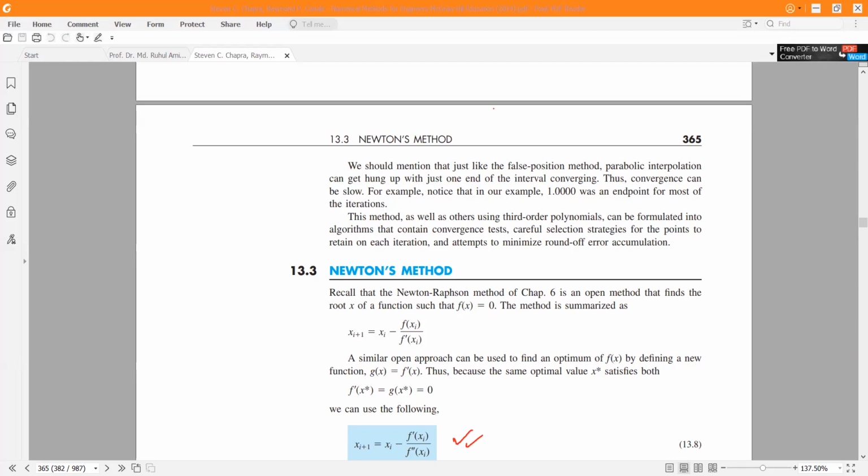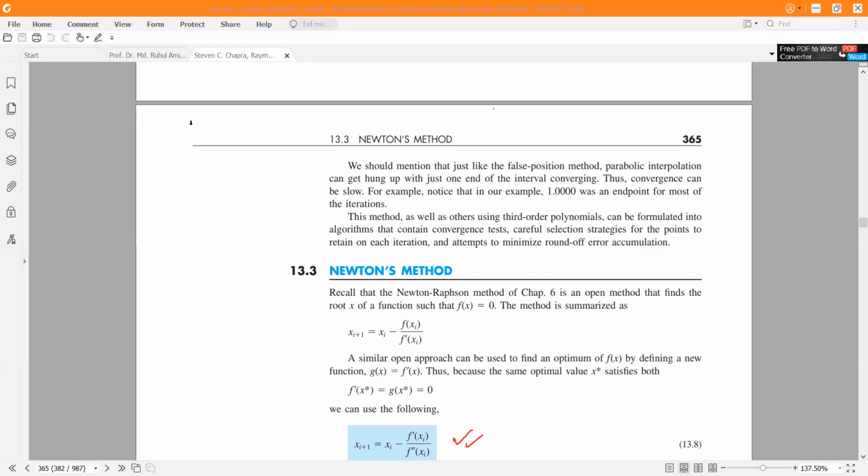Sir, are you sharing in whiteboard? No, I am not sharing the whiteboard. I will be sharing an Excel sheet. But I have to calculate it first, then I will share. Okay, sir.